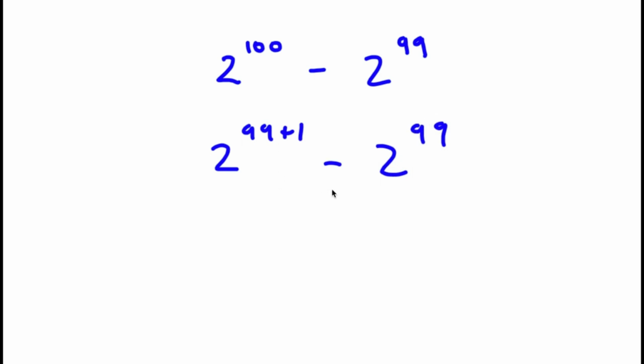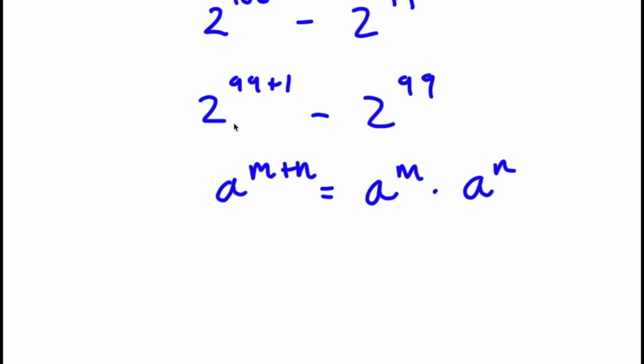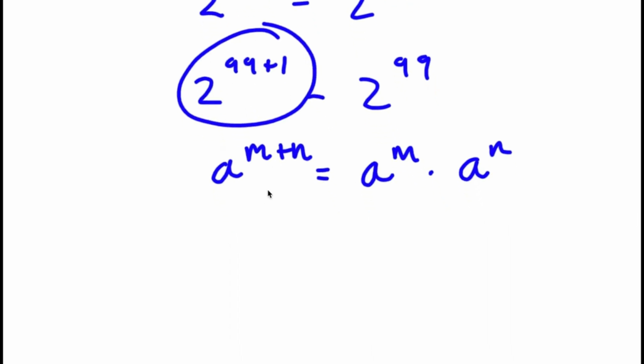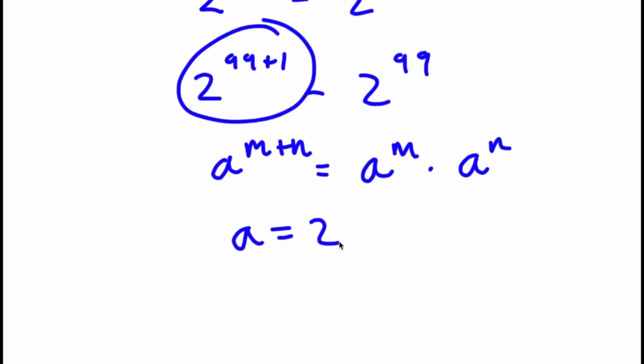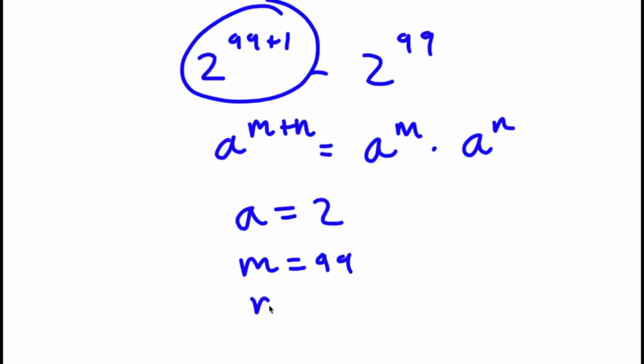Now, if I have something in the form a to the power of m plus n, this is simply equal to a to the power of m times a to the power of n. So in this case, a to the power of m plus n, well, we have 2 to the power of 99 plus 1. We think of a as 2, m as 99, and n as 1.